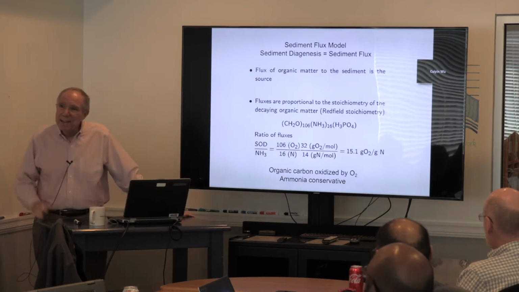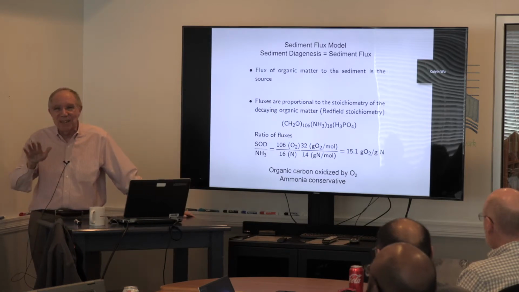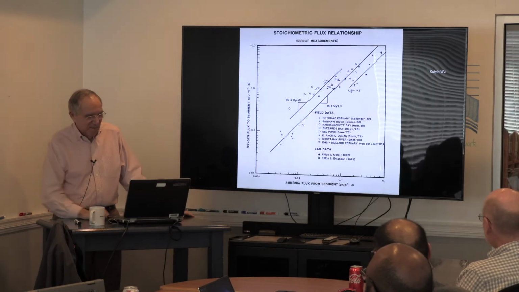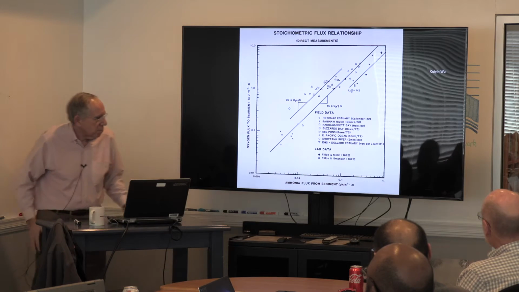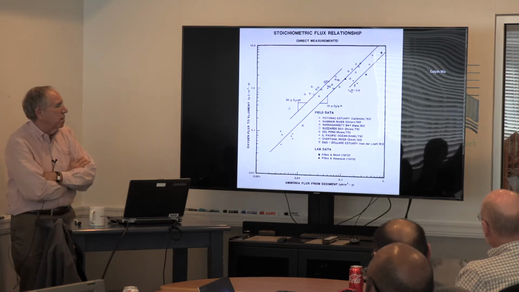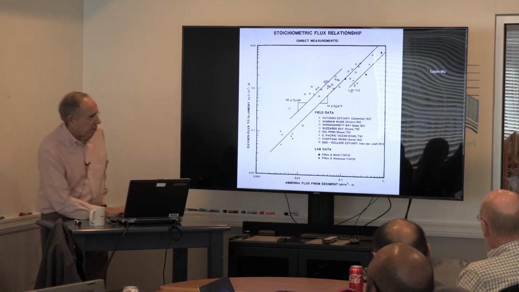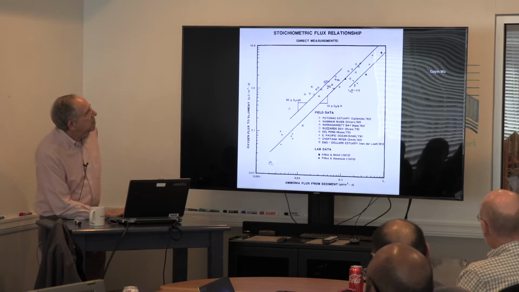Ask questions, gang. Or nod at least, otherwise I'll pause. Good, he's nodding. So here's some data. Here's a cross plot of oxygen, SOD on the y-axis, 1/10 to maybe upwards of 10. It's pretty high. And then on the x-axis is ammonia fluxes.